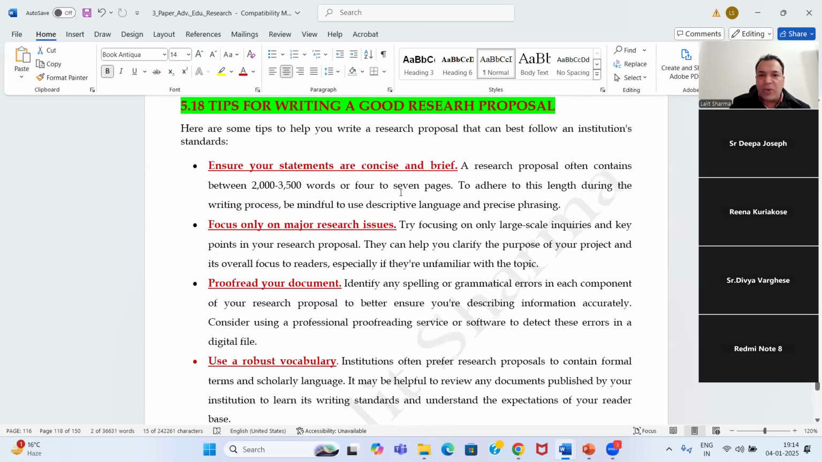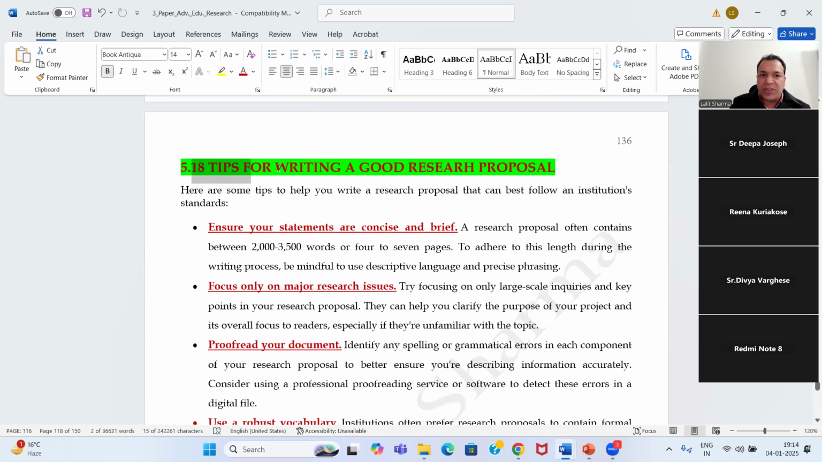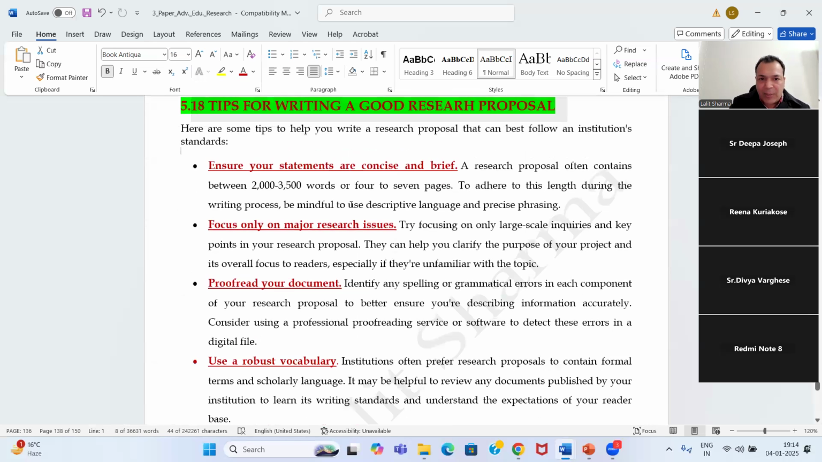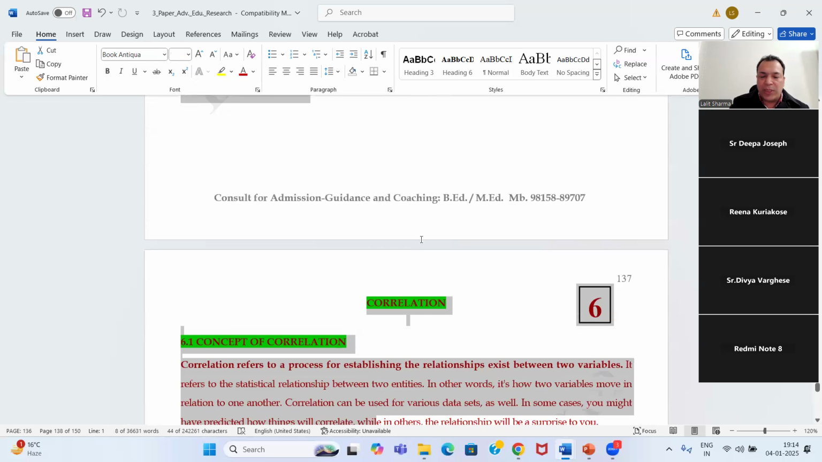After that, tips for writing a good research proposal. Okay, sometimes short questions come. What are the tips for writing a good research proposal? So these are the points for writing a good research proposal.